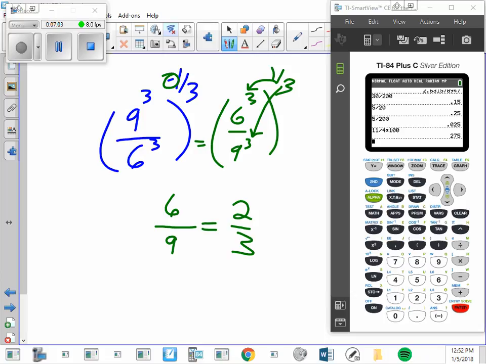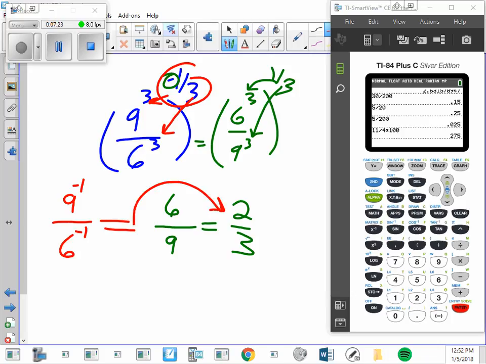Does everybody understand that? What if I did it a different way? What if I multiplied this in? I would get 9 to the negative 1 over 6 to the negative 1, which is that. Right. Because you would flip, right, you would just flip both of them. Does that make sense? You okay? Yeah. Where did you get stuck?